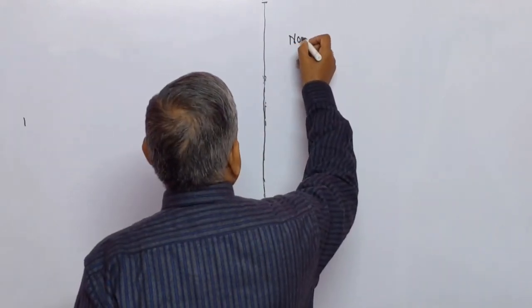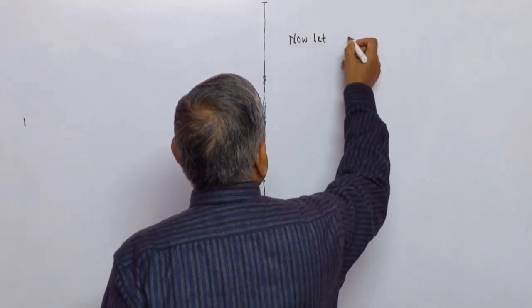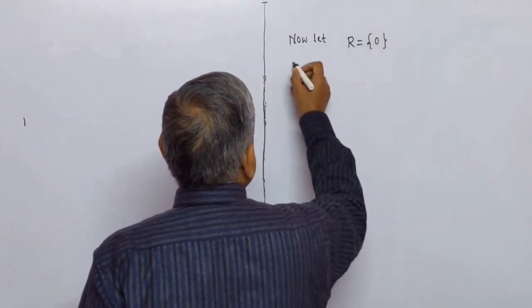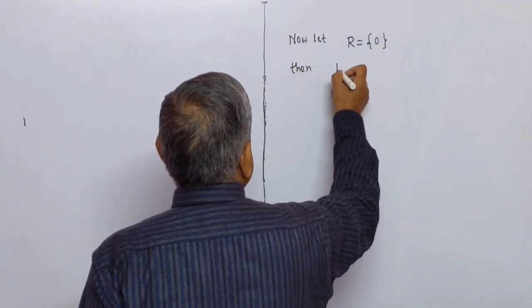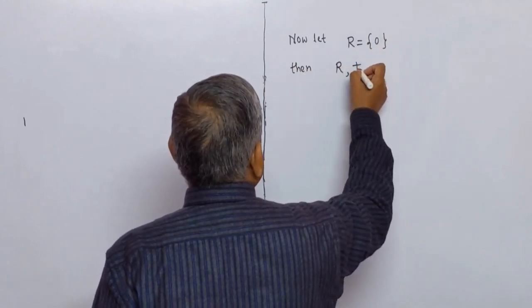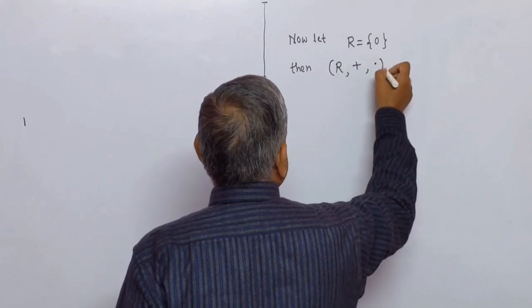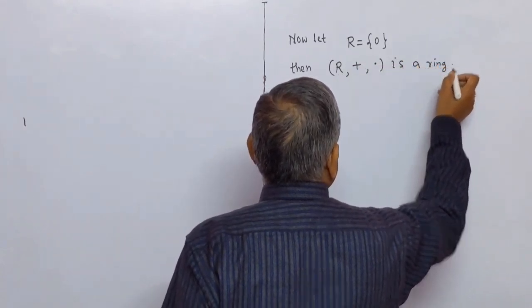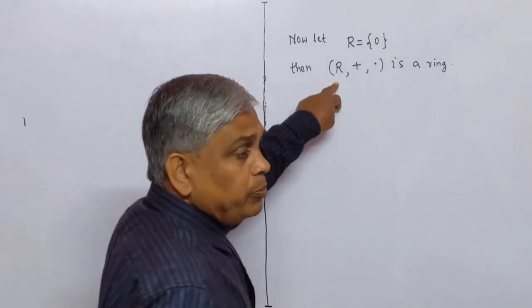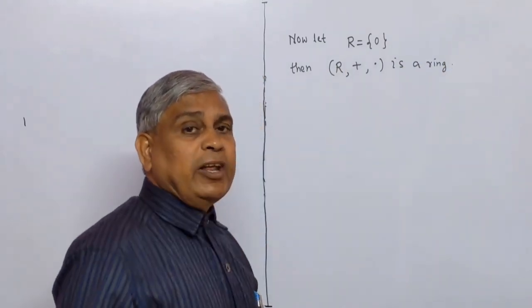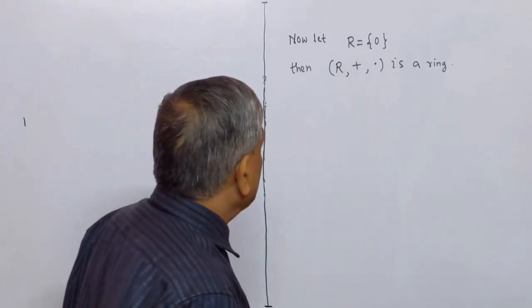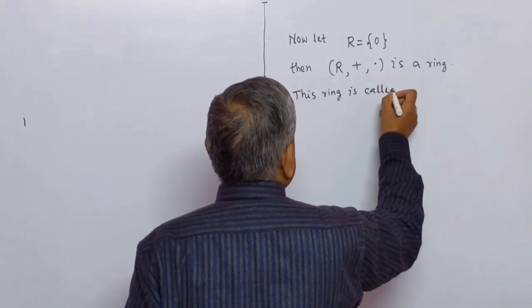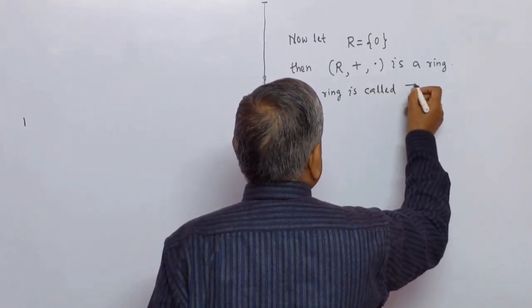Now let R be a set containing only the 0 element. Then R with binary operations addition and multiplication is a ring. This structure fulfills all the properties of a ring. This ring is called the trivial ring.